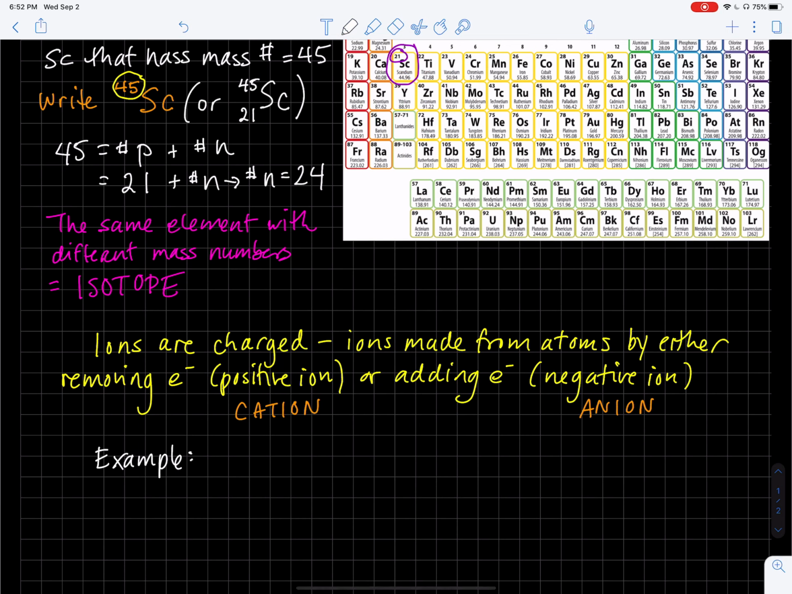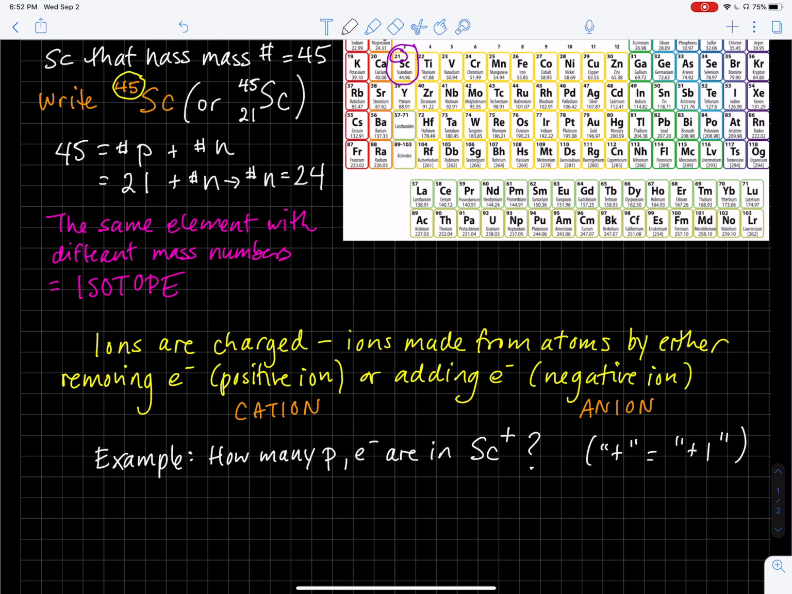Okay, so let's do an example. And that would be how many protons and electrons are in the ion scandium plus. And when we say plus in chemistry, plus means plus one. We don't write the one. If it's something bigger than one, we write it in. So this has one extra positive charge.